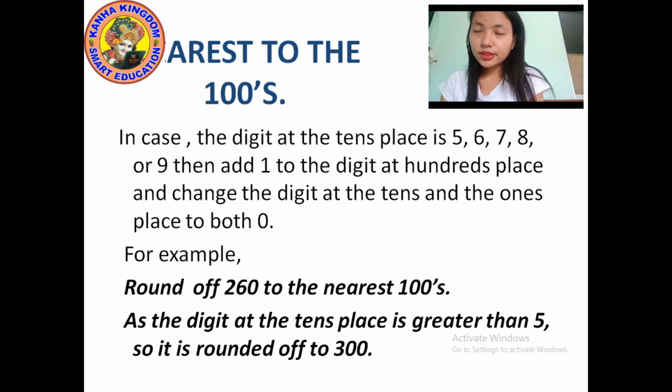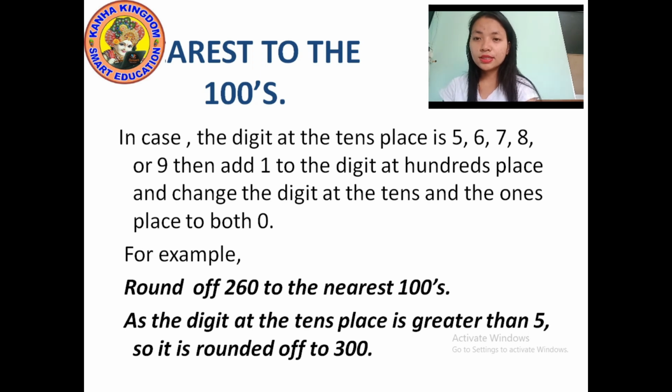In case the digit at the tens place is 5, 6, 7, 8 or 9, then add 1 to the digit at the 100th place. You have to add 1 to the 100th place and change the digits at the tens and ones places to 0. You have to change both digits in the tens and ones places to 0, and you have to add 1 to the 100th place.